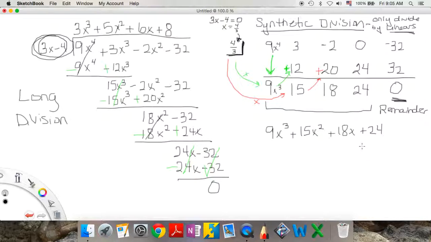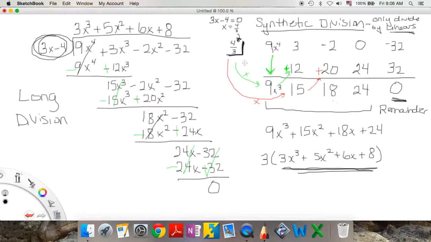Now, you notice it is not the same thing, is it? But we can factor out a 3 here. We get 3 times 3x cubed plus 5x squared plus 6x plus 8. And this is the same thing. With synthetic division, you might get a multiple of what you would have gotten from long division.